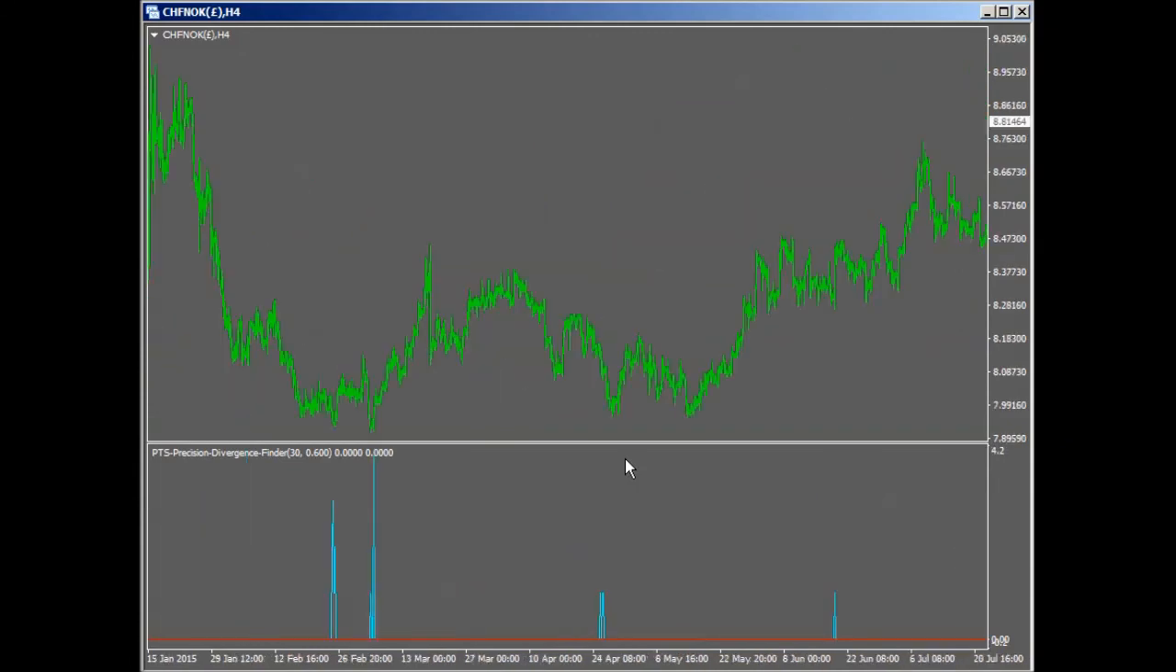Precision Divergence Finder doesn't come with sell signals, it's only buy signals, and this is because the psychology of a market bottom is completely different to the psychology of a market top. It would take me quite a long time to explain in detail, but basically, in the tests I did, it wasn't so easy to predict a top with any great reliability.